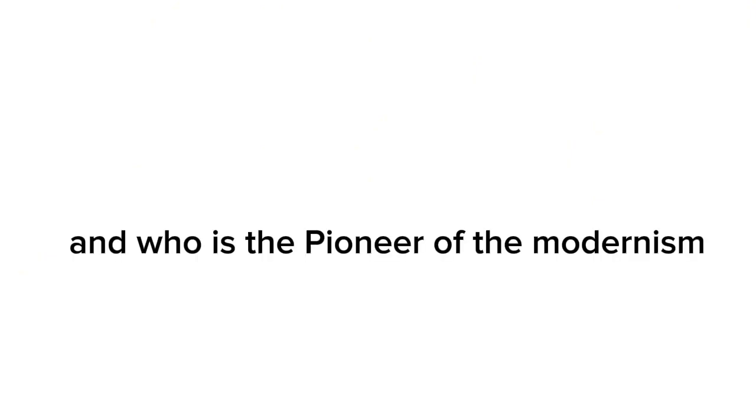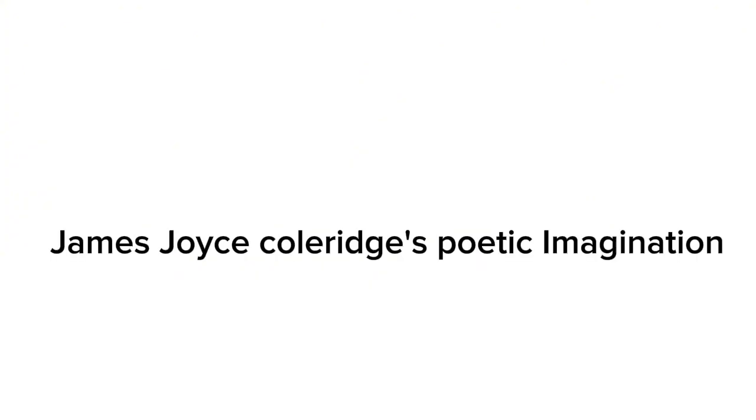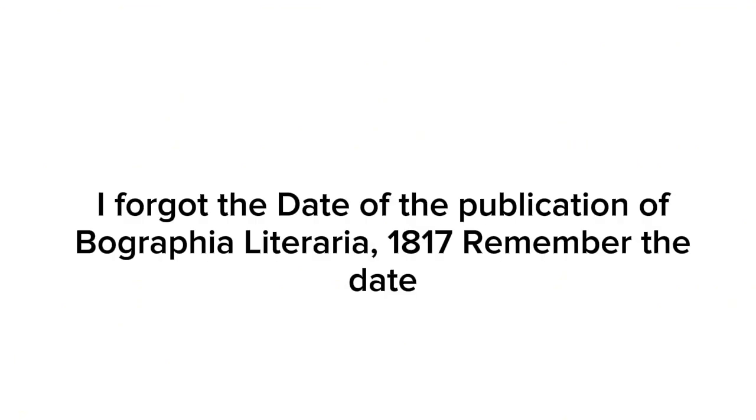And who is the pioneer of modernism or the stream of consciousness? James Joyce. Coleridge's poetic imagination, defined as the repetition in the finite mind of the eternal act of creation in the infinite I AM. This is from Biographia Literaria. I forgot the date of the publication of Biographia Literaria. Please look at that date.